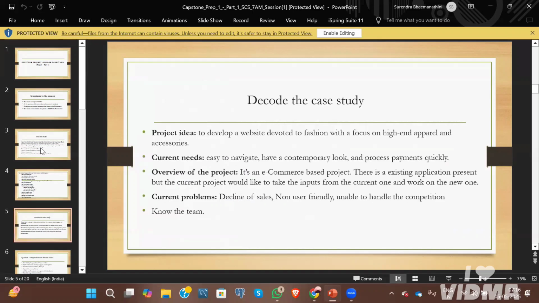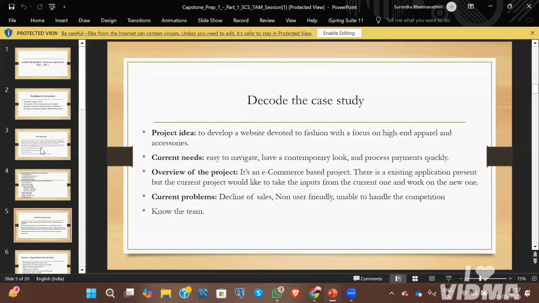Okay, and next one, decode the case study. So this is the main part, guys. Whenever you get any project, not just in these capstones or live projects, but in your real life also, you should decode that project in such a way: What is the project idea? What are the current needs? What is the overview of the project? What is the current problem that has been faced for this project?